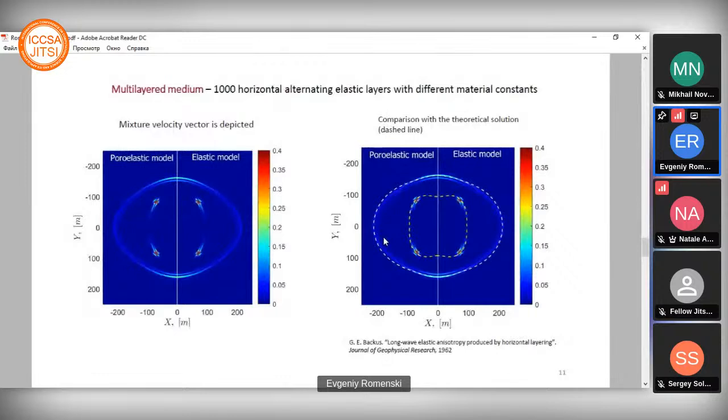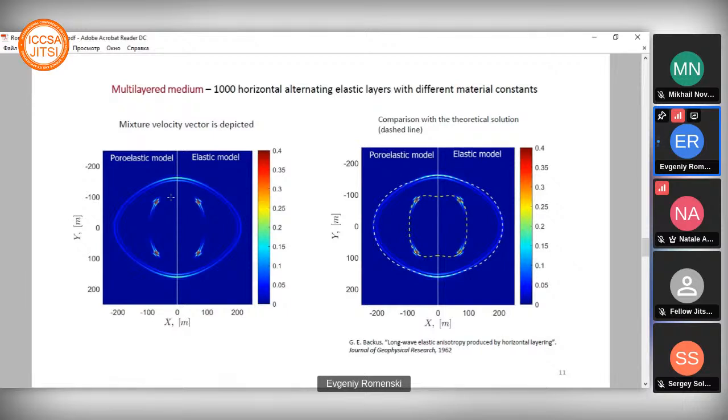The first example is a wave propagation in multilayered medium. On this picture, we see simulation of a multilayered medium. On the left picture, you see simulations for some time moment. On the left, the simulation was done with the use of our model, solid fluid. And on the right, we see the result of simulation, which was done by an elastic model with boundary treatment.